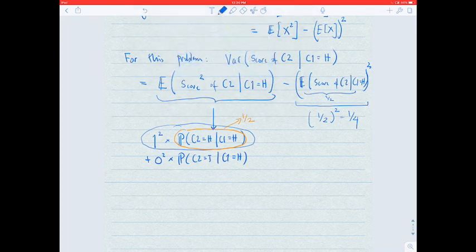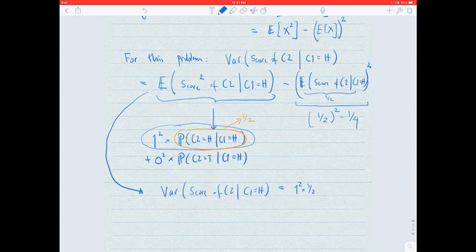So we now have what we need. So this equation now reads, the variance of the score of C2, conditioned on C1 equals heads, is equal to 1 squared times 1/2 minus 1/2 squared, or 1/2 minus 1/4, or 1/4, which is answer number 1.